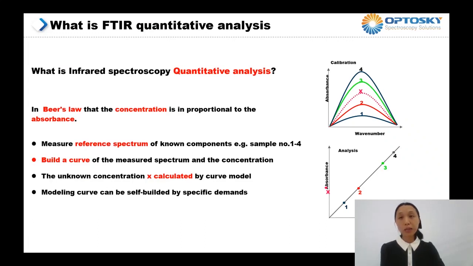We also want to introduce something about FTIR quantitative analysis. In infrared spectroscopy quantitative analysis, based on Beer's law, the concentration is proportional to the absorbance. So we have, for example, four known concentrations, and we can build a model to form a concentration and absorbance line. The more data we have, the more accurate this line will be. So we can calculate the unknown concentration with the built model. This is the basic principle of quantitative analysis. We already have the software for quantitative analysis.